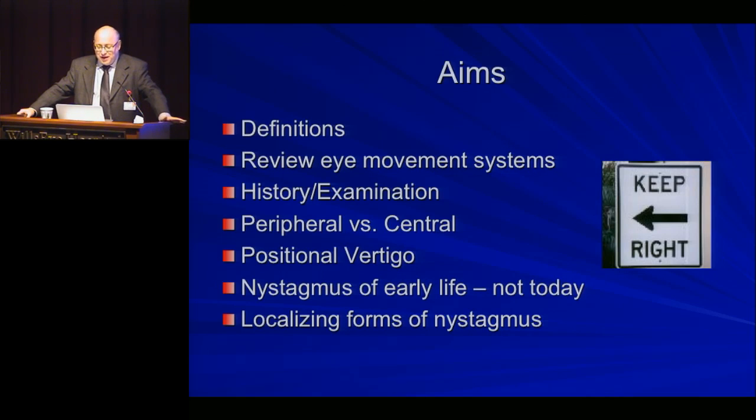We're going to review the eye movement systems, which I don't know that you have to know so much for your clinical work, but they might put it on tests. So it's a basic anatomy and physiology of the eye movement systems. We'll talk about some features of the history you take in patients with nystagmus and the exam. Try to distinguish peripheral patterns from central patterns of nystagmus. A little bit about positional vertigo and distinguishing central from peripheral.